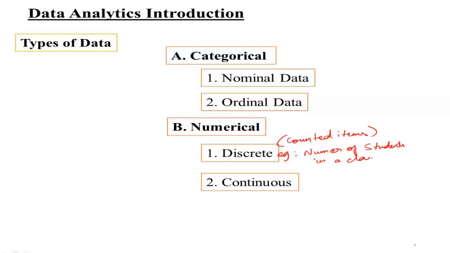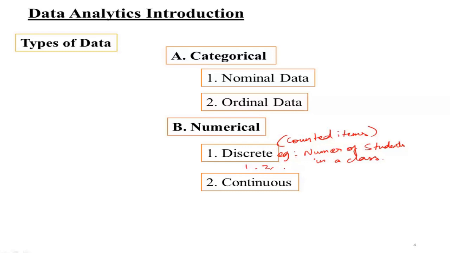Here we cannot say 5.2 students are here or 5.5 students are here. That we cannot say. It should be either 1, 2, a rounded value, right? We cannot split a student into half. So those types of data we call discrete type.